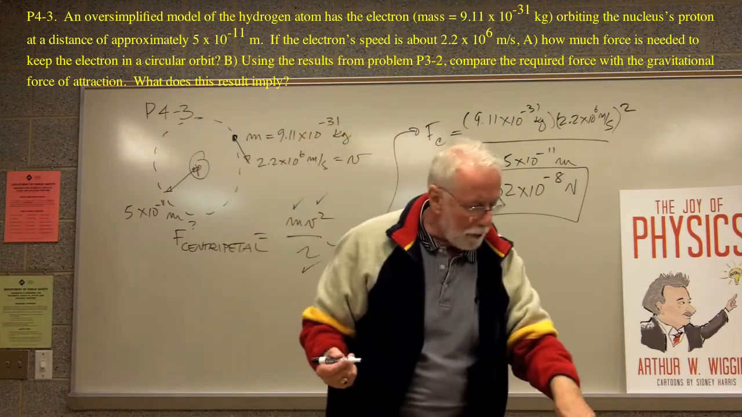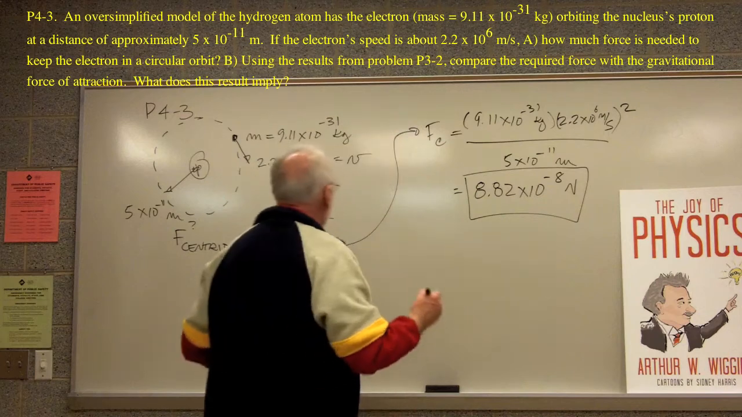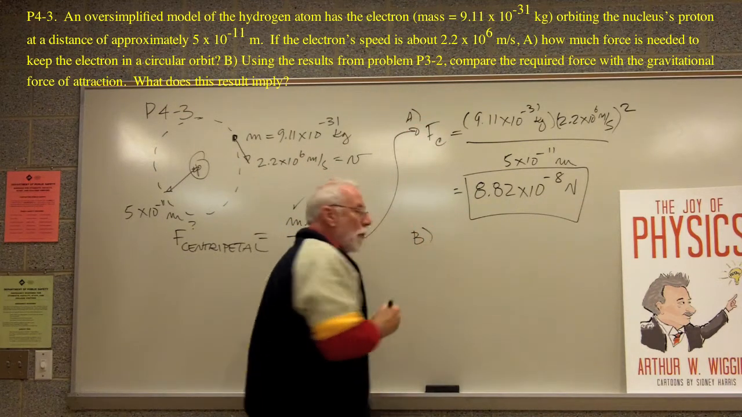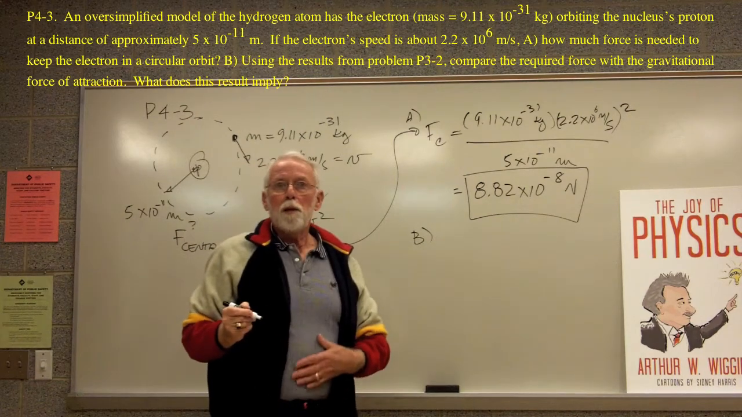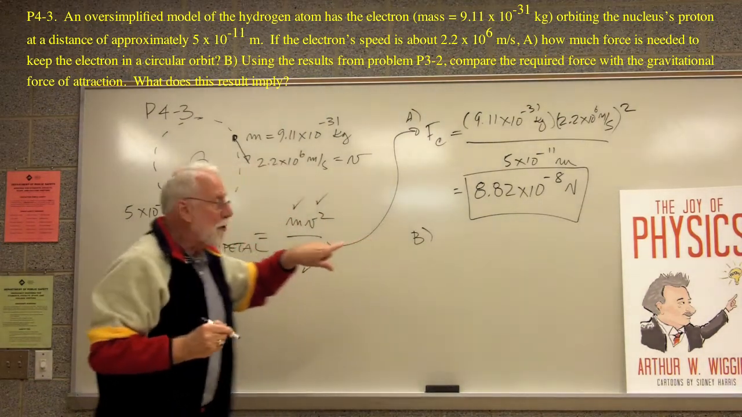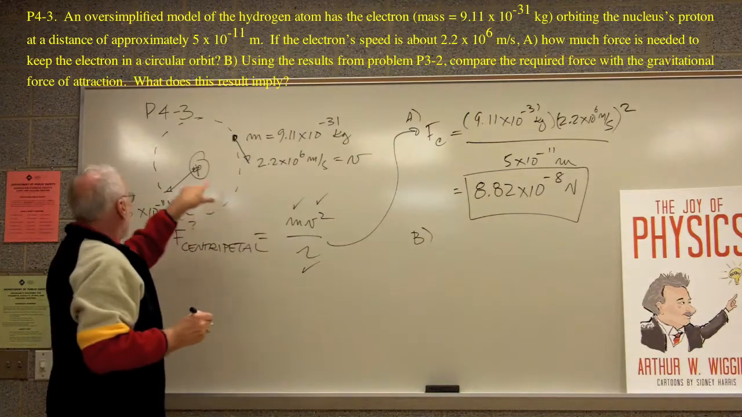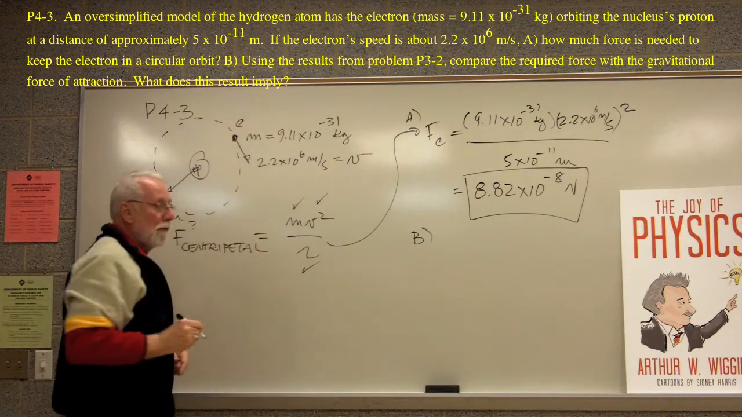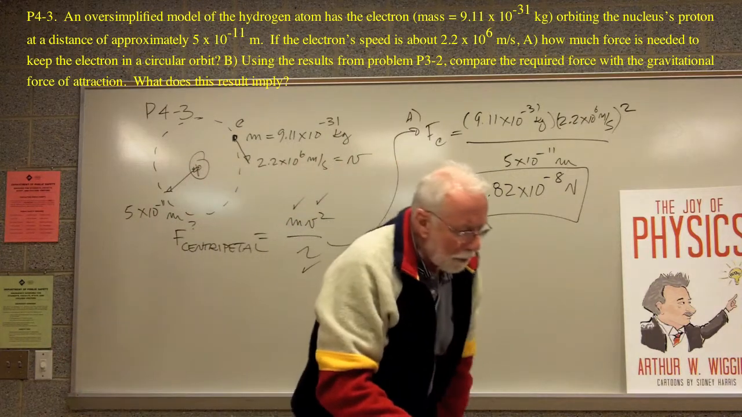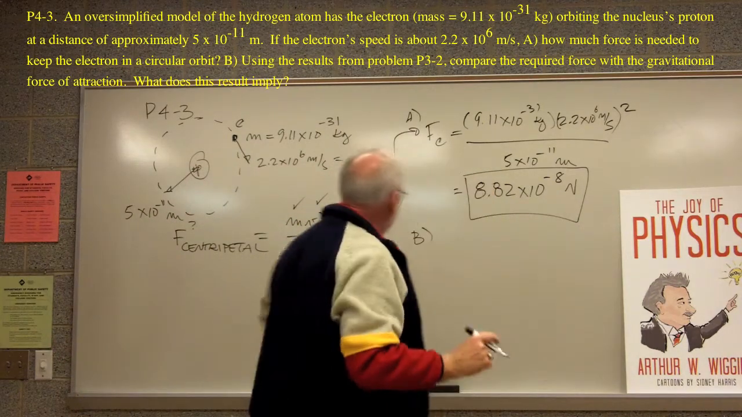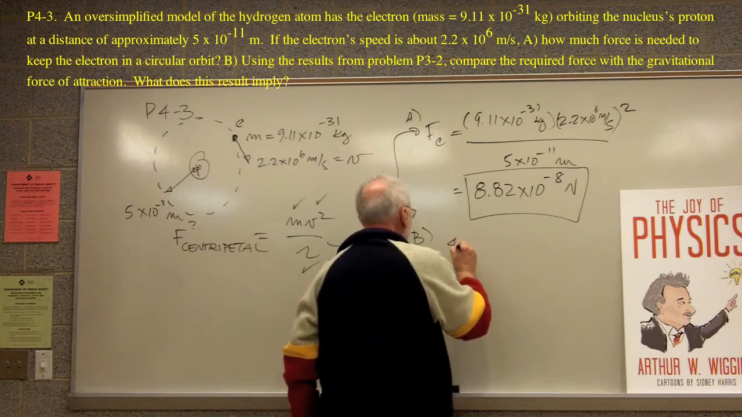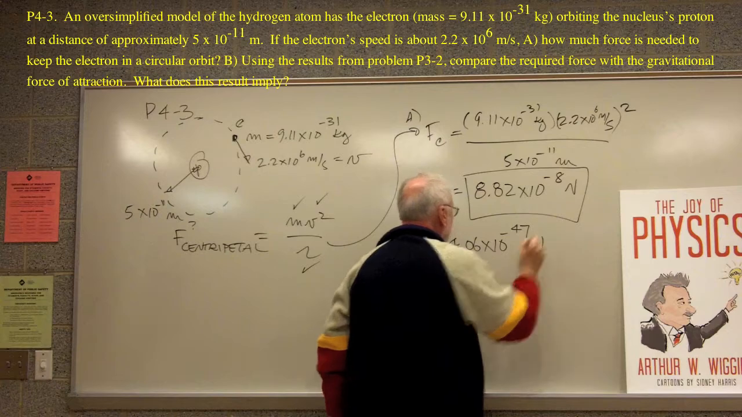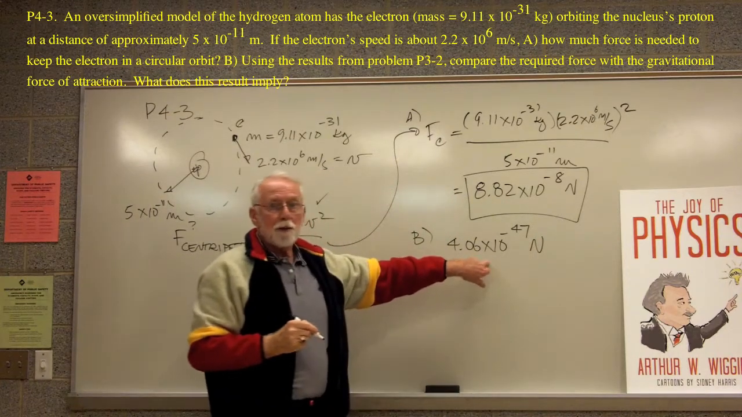But there is a B part. The B part says, from a preceding problem, we could find the force of attraction gravitationally between the proton and the electron. So if that's the gravitational force of attraction between them from that earlier problem, what was it? It was 4.06 times 10 to the minus 47 newtons. That's how much gravitational attraction there is.